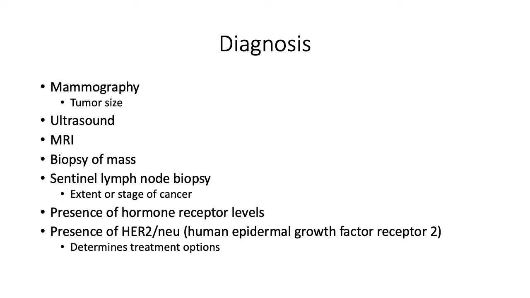The sentinel node is the first lymph node to which cancer cells travel if they have spread. They are typically found in the axilla. If the sentinel node biopsy is negative, it may not be necessary to perform an axillary lymph node dissection, and this often involves removing 20 to 40 lymph nodes. Other diagnostics include the presence of hormone receptor levels, as well as the presence of HER2/neu, and this determines the treatment options that are available to the client.